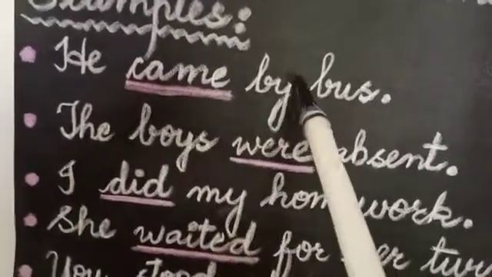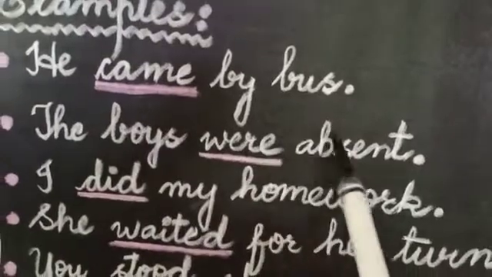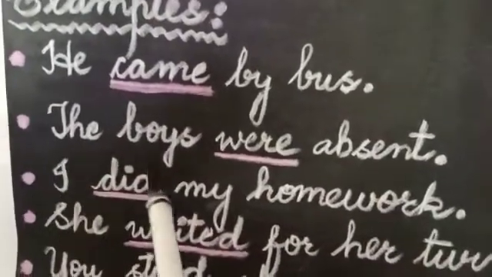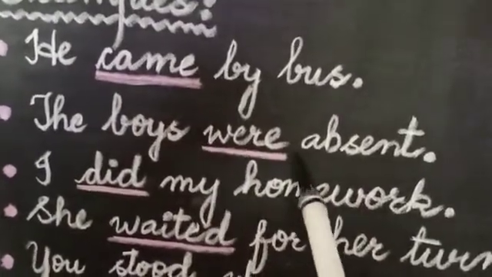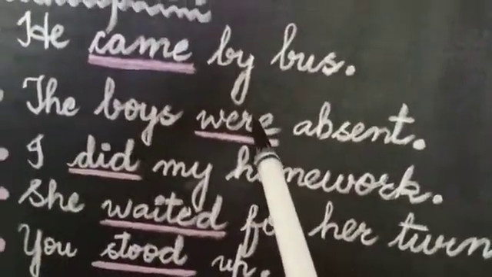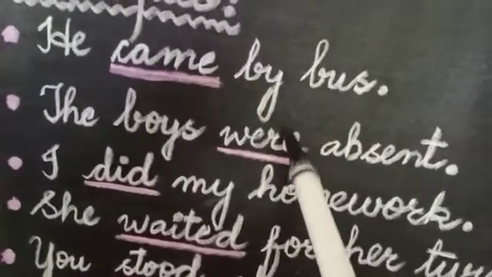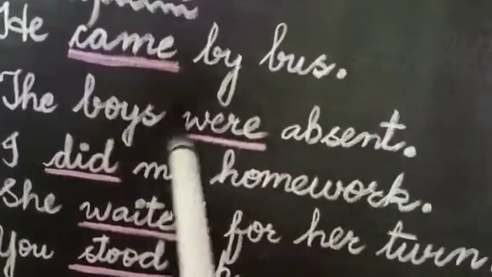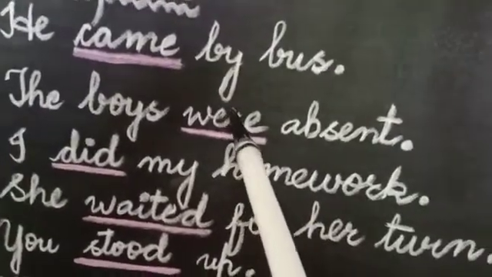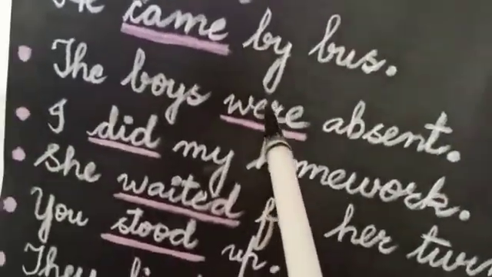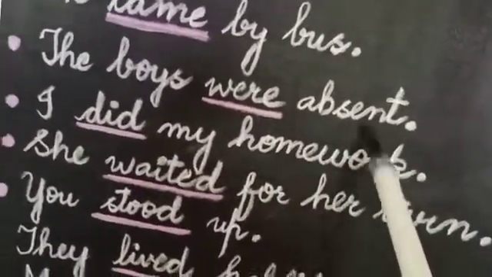He came by bus. The boys were absent. The boys is the subject, and were. You see, is this were showing any action? No. Is it showing any activity? No. It is simply showing being. But here it is the main verb because there is not any other verb present in this sentence. So this verb acts as the main verb. The boys were absent.